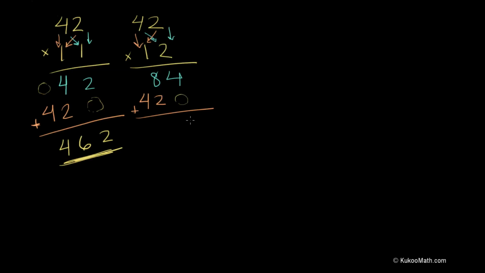4 plus 0 is equal to 4. 8 plus 2 is equal to 10. So we're going to write the 0 and carry the 1 over. 0 plus 4 is 4, plus 1 is equal to 5. Our answer is 504. Let's try another problem.